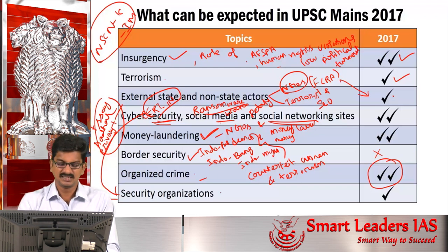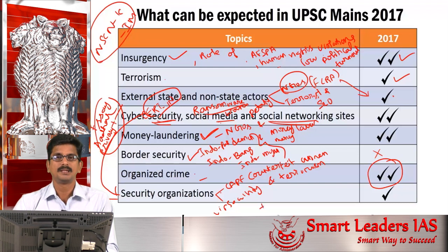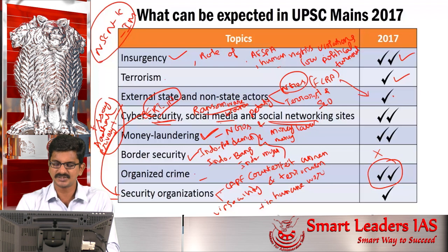Security organizations. Classically we have to study CAPF, the Central Armed Police Forces, plus VIP security organizations, plus inhumane working conditions. It is known that members of security organizations have been deployed in remote parts of the country and don't have humane working conditions. So the morale of the forces is considered to be low. In this condition, how can you expect the security forces to deliver results? So, inhumane working conditions.